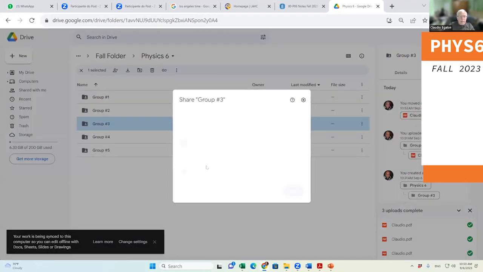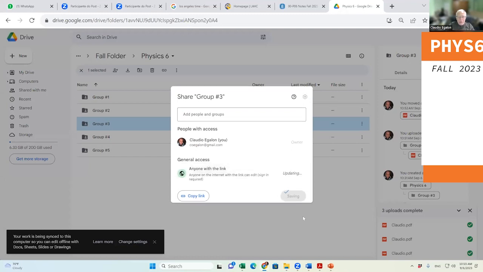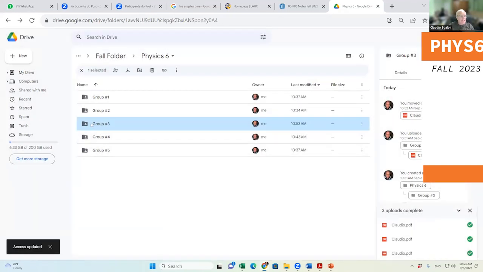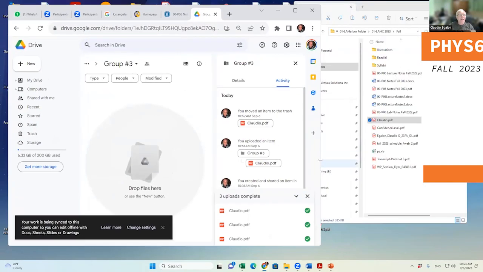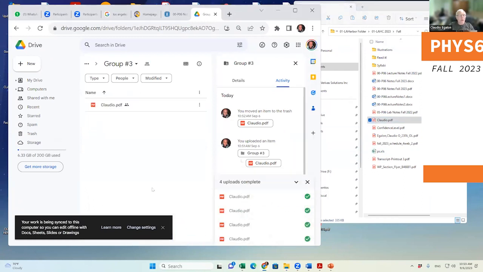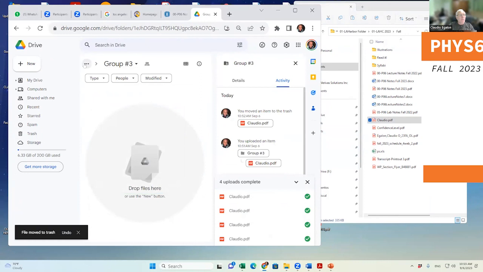Okay. Yeah, it must be that I forgot to give editor access. That's my fault here. Here you go, editor. Now you can do it. Okay, no, thank you so much. Now click, drag, and drop. Oops. Yeah. And then I'm going to delete it. Move to trash. Group 3.